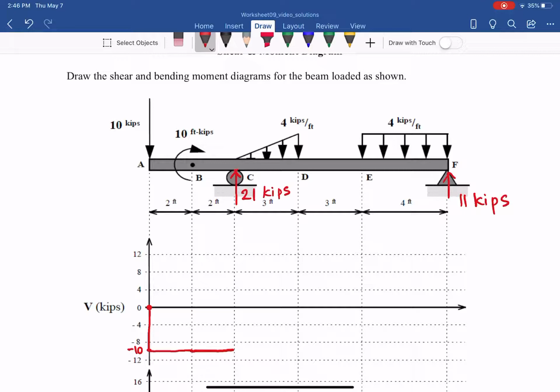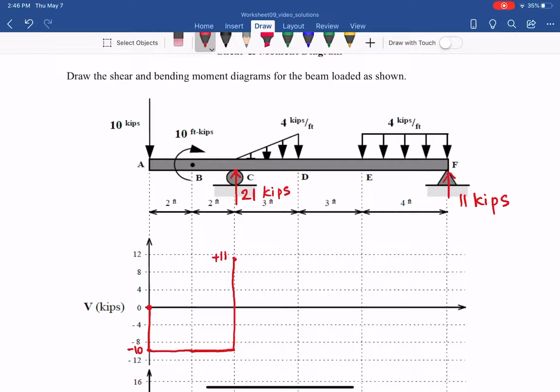until the roller support at C. At the roller support, we have the 21 kips going up, so it causes a discontinuity on the shear diagram and moves up. It is negative 10 here, so it moves up by 11 to get 21. So it is plus 11 kips, moving up here for 21 kips.